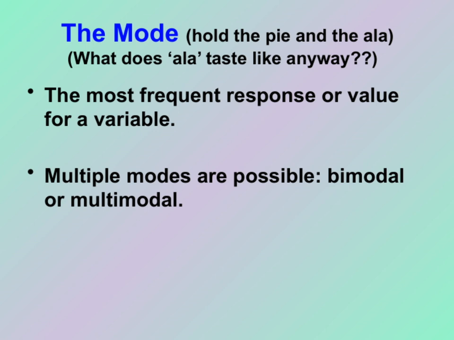Multiple modes can exist, leading us into what we call bimodal or even multimodal distributions. That means we have two or more values that tie for the most frequent spot.